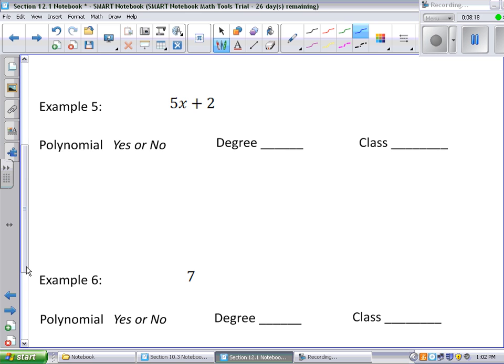Example 5, is this a polynomial? Let's see, all of the exponents are whole numbers. There's no variables in the denominator, so yes, this is a polynomial. It is degree 1. The highest exponent is 1. It is degree 1, and it is a binomial because it has 2 terms.